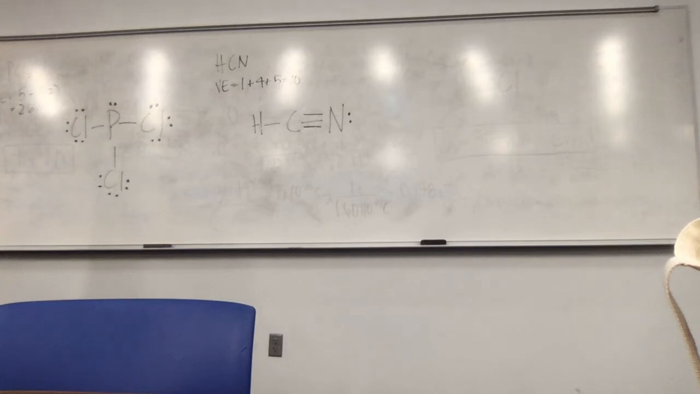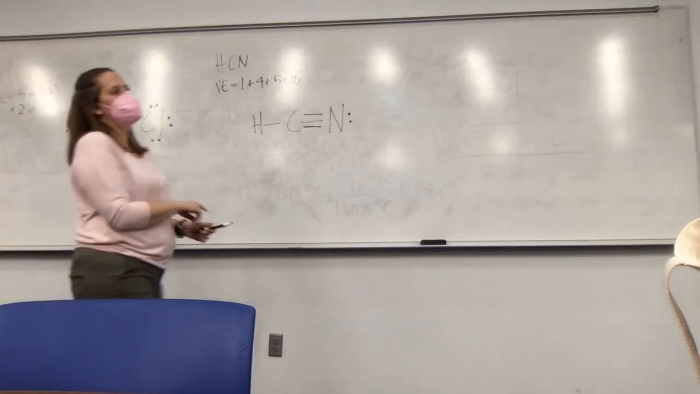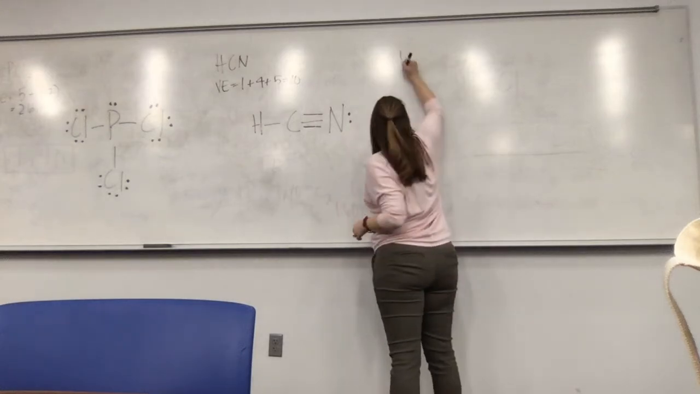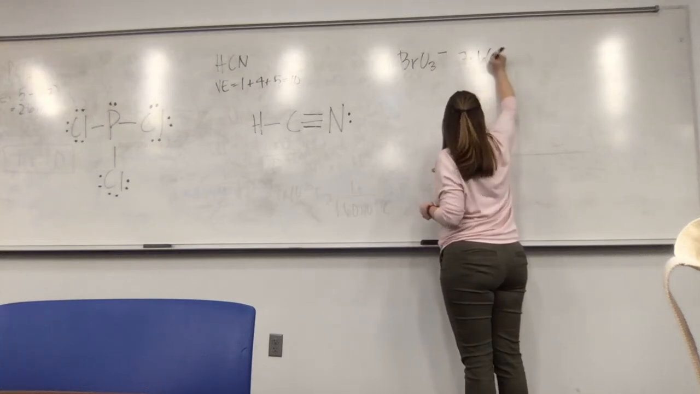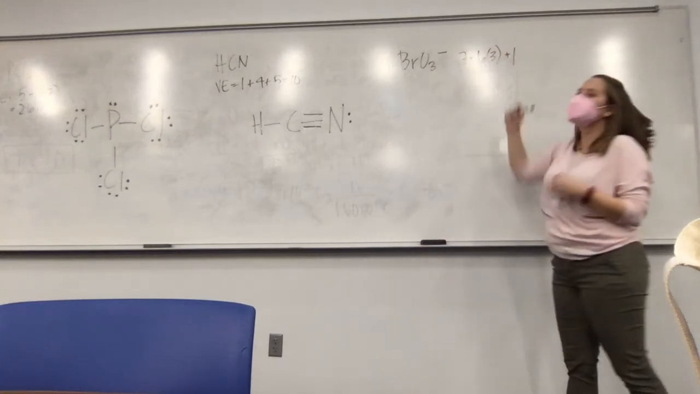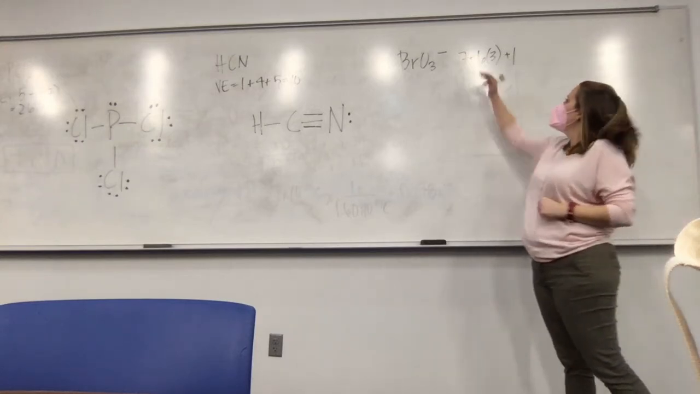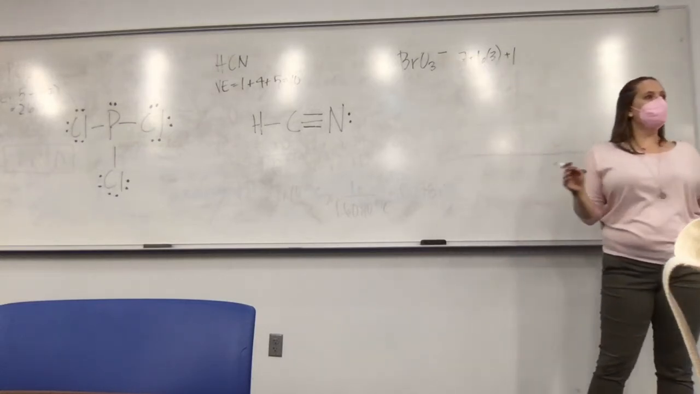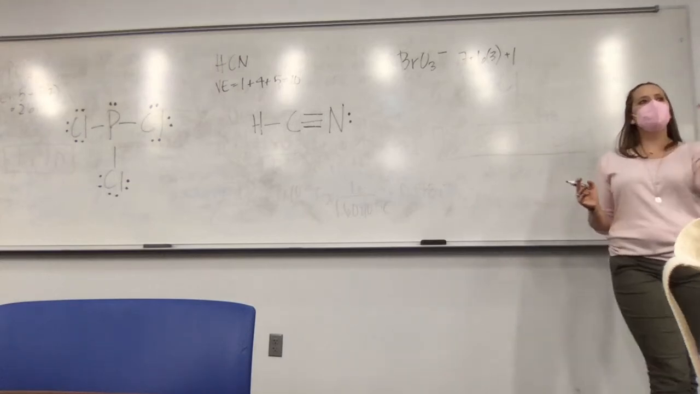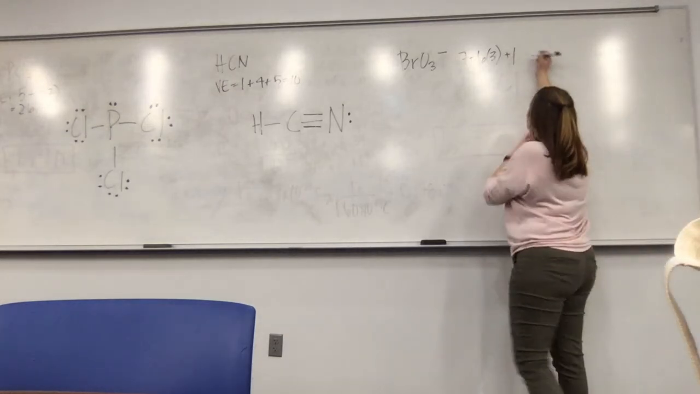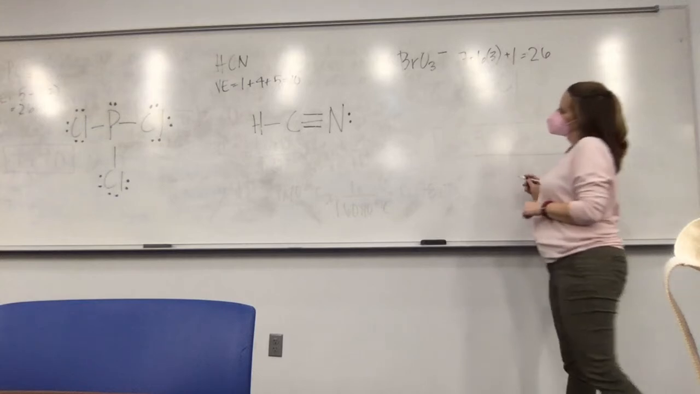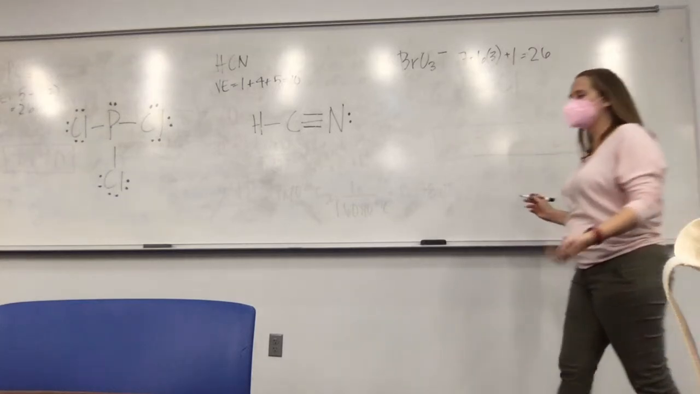So one of the things we want to start to think about is what happens if we start to have charged molecules. So we're going to look at BrO3 minus. So we have 7 plus 6 times 3. And we're going to add an extra 1, because it has a negative charge. If you have a positively charged molecule, it has 1 less electron. It doesn't matter who gains or loses the electron. The molecule overall has a +1 or a -1. This gives us 26.